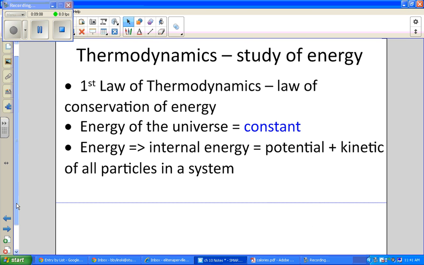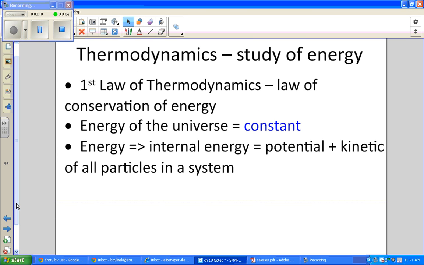Okay? So this chapter is the study of energy, and another term for that is thermodynamics. And the first law of thermodynamics, I'm just telling you there's a different name for it, it's the law of conservation of energy, which you already talked about. So make sure you remember this is an important law. Energy of the universe is constant. And the two types of energy that remain constant are potential and kinetic. So you have each of those in a system.